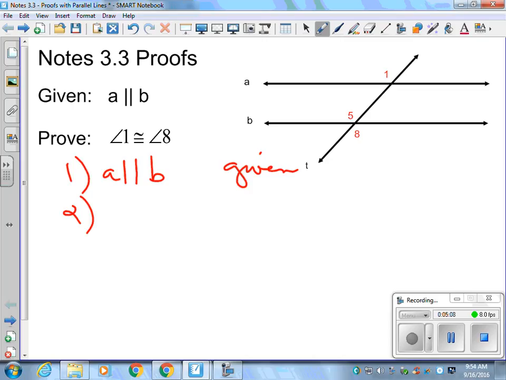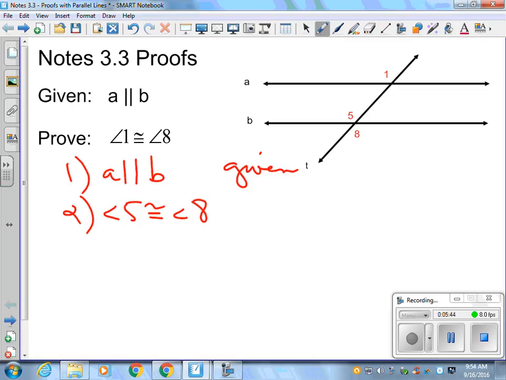Corresponding. Okay, so they're on the same side, but there's one inside and one outside, so that makes them corresponding. So I've got two things I can talk about. Well, let's just start off with saying what you've talked about so far. So angle 5 is congruent to angle 8, and why are they congruent? Because they're which kind of angles?